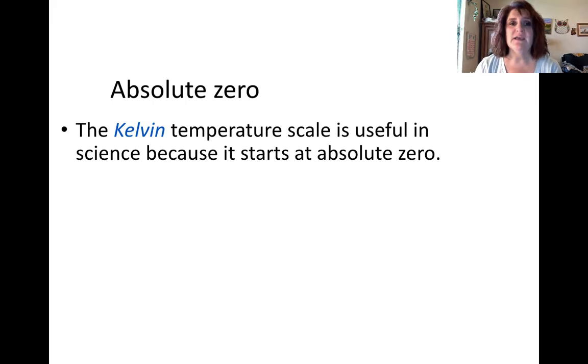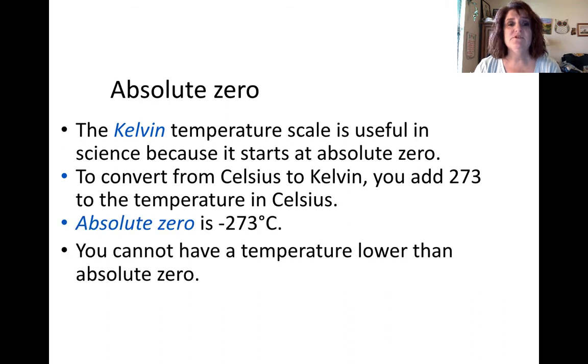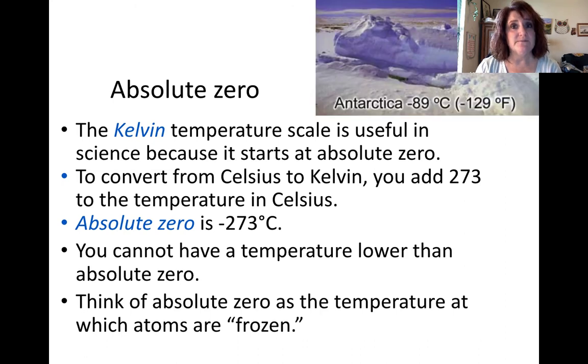Absolute zero, the Kelvin temperature scale is useful because it starts at absolute zero. Remember, to convert from Celsius to Kelvin, you simply add 273 degrees. So the absolute zero is a negative 273 degrees Celsius, and you can't have a temperature lower than that. Remember the video said think of absolute zero as when the atoms themselves are frozen.